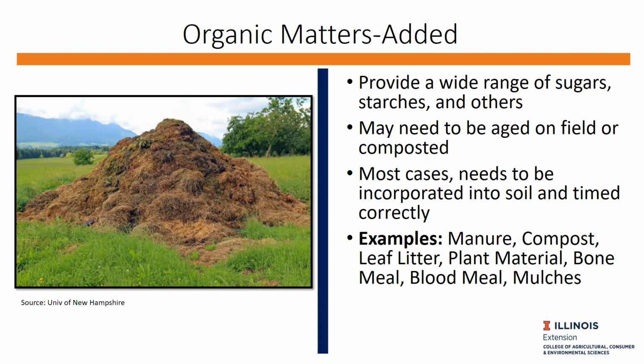It also can include bone meal and blood meal, two of which have some pretty nice NPK values, as well as kind of our common mulches in this system too. So these are your added ones.